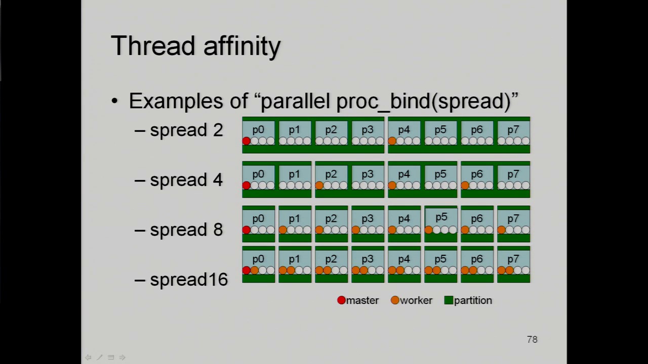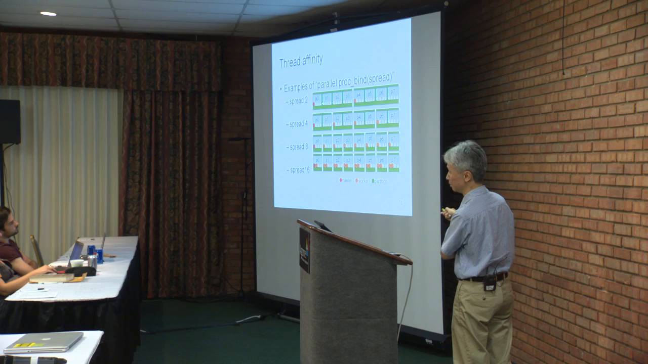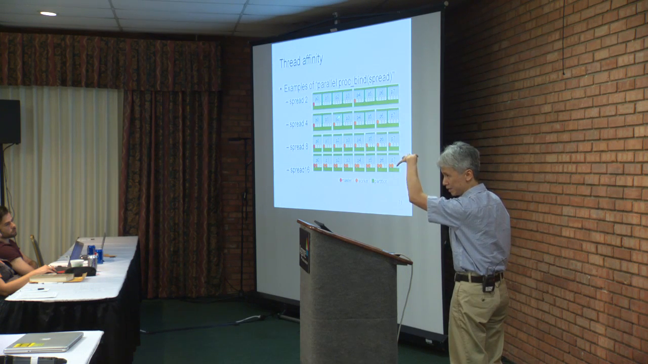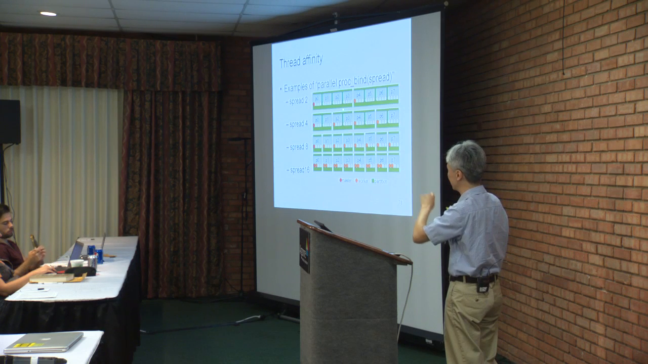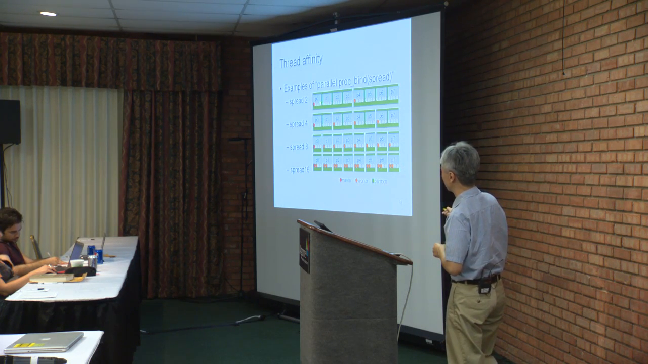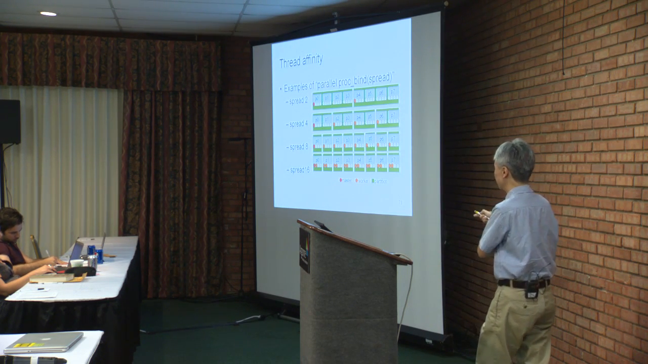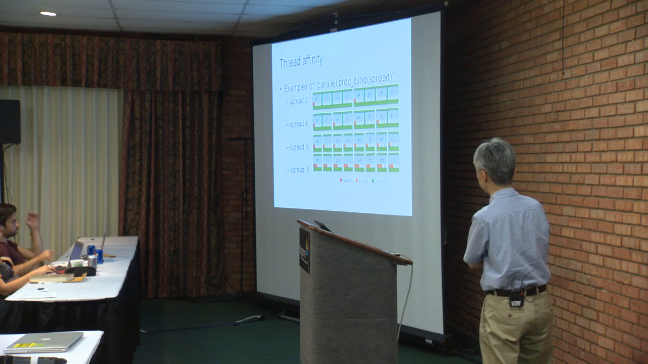So what's the advantage of this? The advantage is if you have nested parallelism. So you have a nested parallel region, and you want this thread to encounter another parallel region. You need to create more threads. And you may want that inner parallelism to be closer to the thread that encountered the inner parallel region, okay? So that will help the computation, I mean the performance as well.